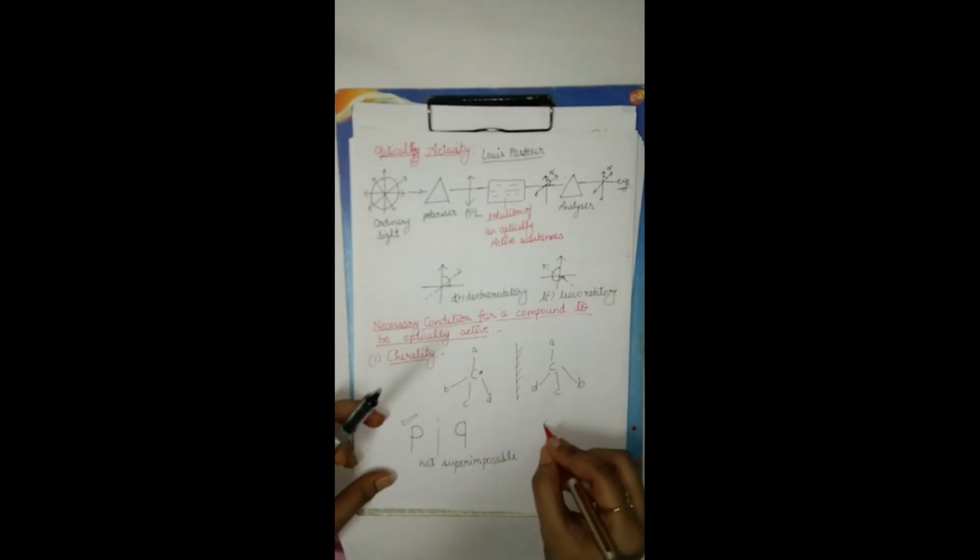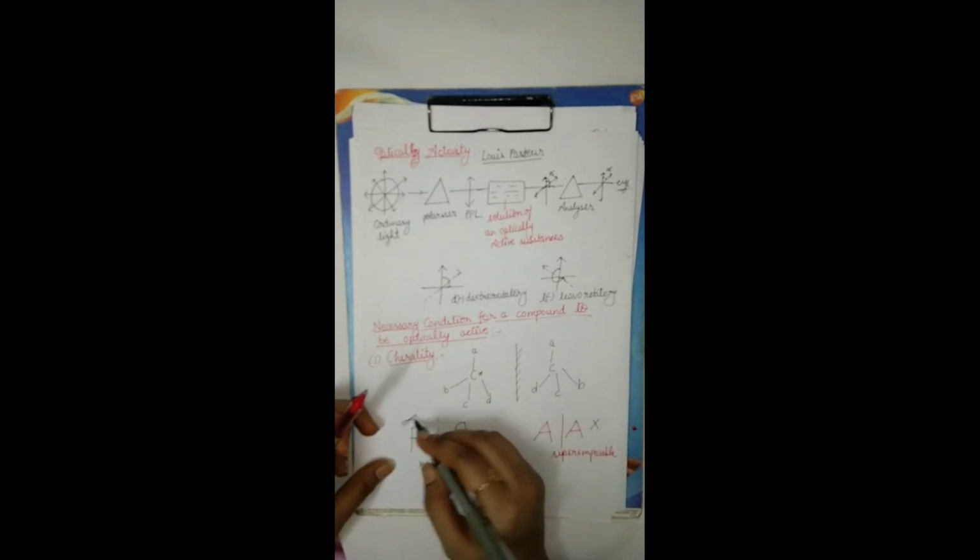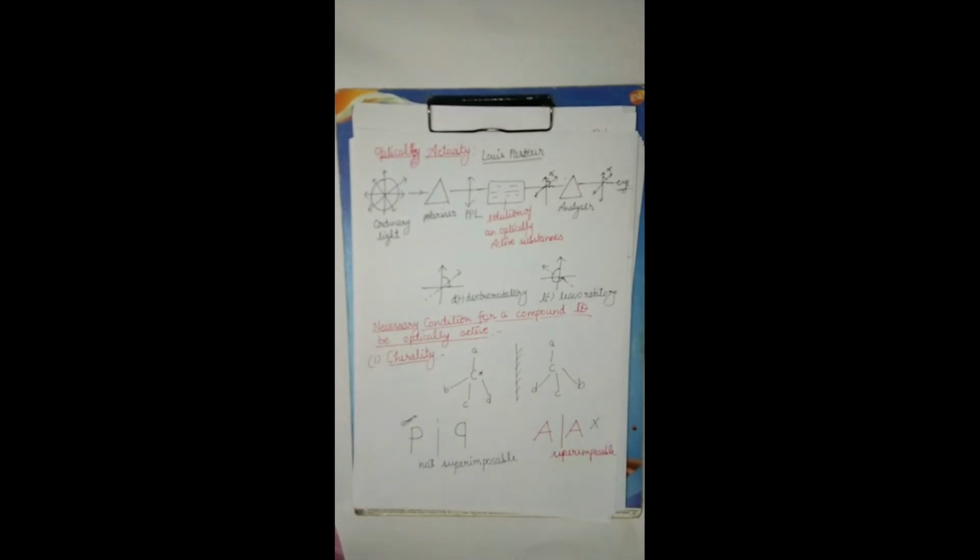But if this one, like this, it is superimposable. It can be overlapped to each other. That's why it is superimposable. And it is not following the rule of chirality. Okay, it is not chiral.